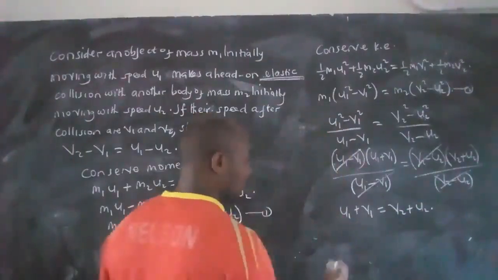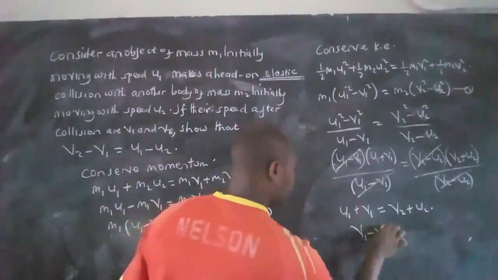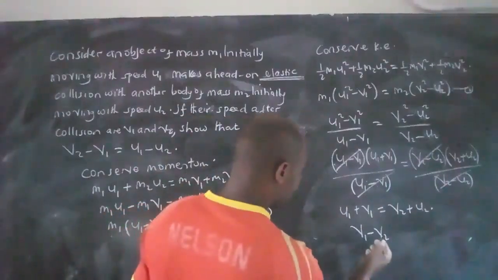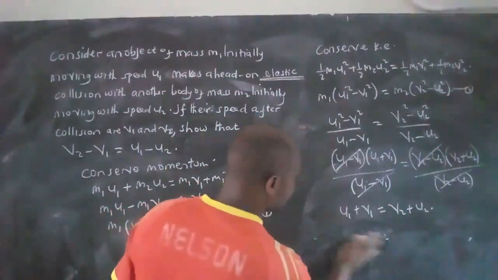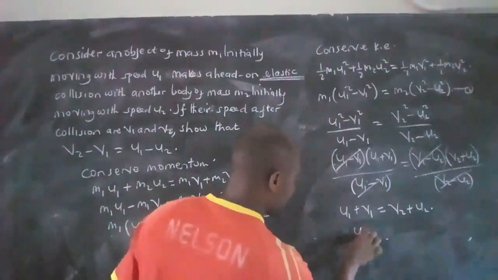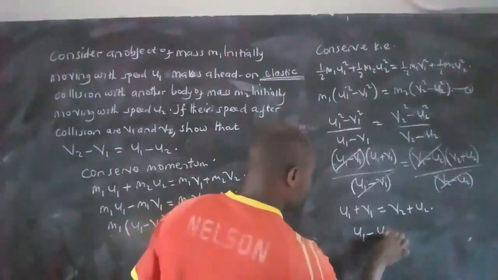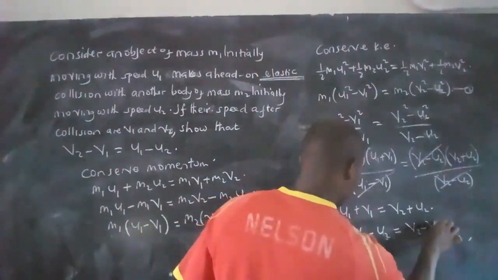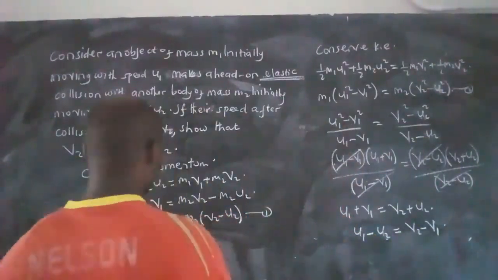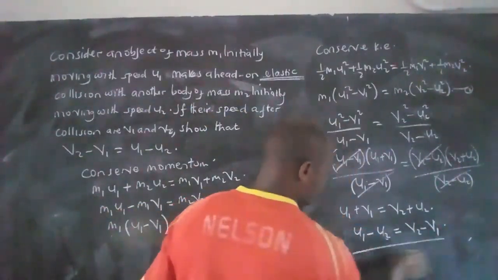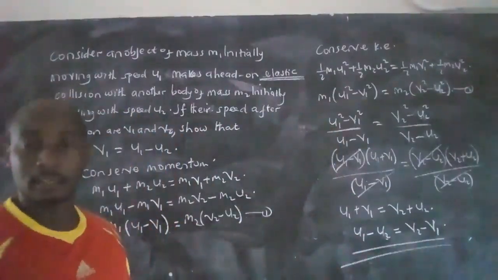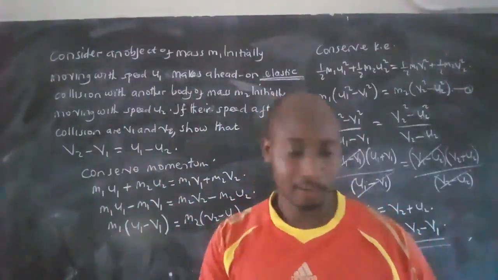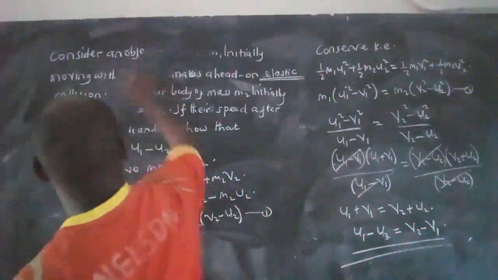So it means this one comes here, that's v1 minus v2. We can take this on the other side, right? So that we have u1 minus u2 is equal to v2 minus v1, which is the one we have asked you to show. Like that. I think it will be clear for you. We are also going to look at the next one.